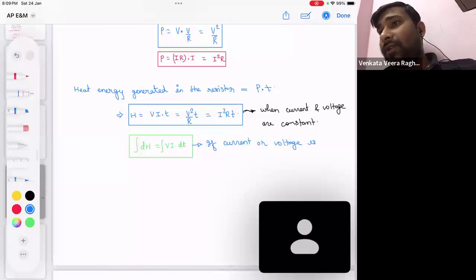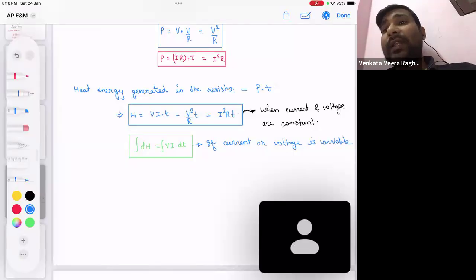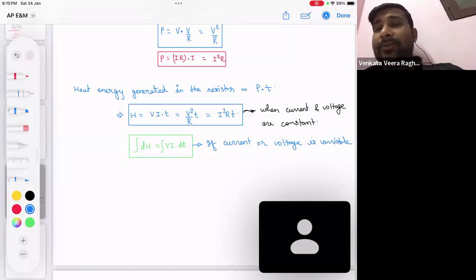So if current or voltage is variable, then what should we use? Then we should use this integration method to calculate the power developed or heat developed. Understood? So please tell me, is it clear up to this part?